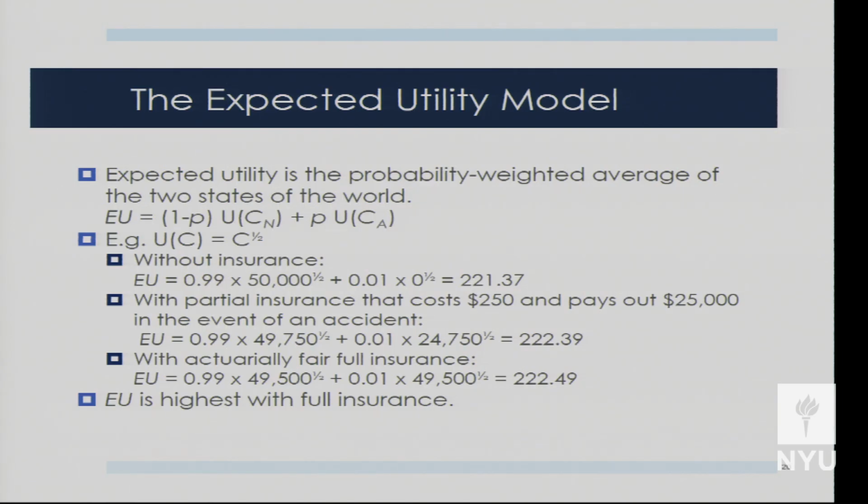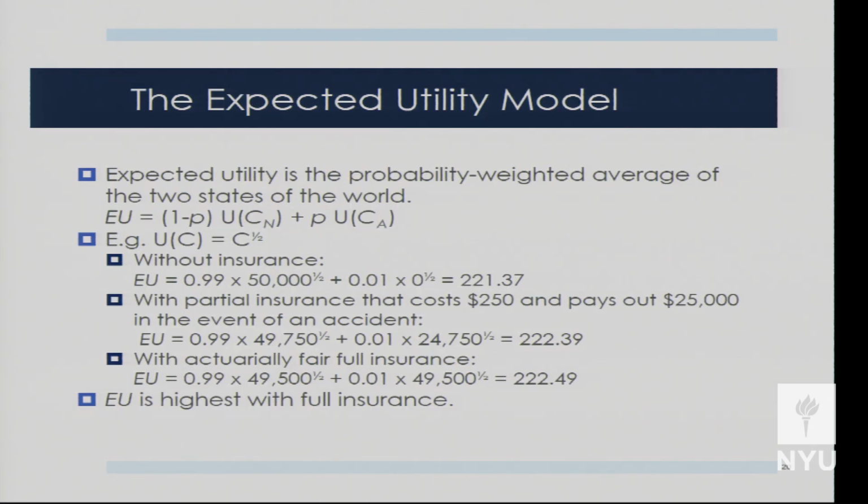Now let's do our expected utility in a case where we have partial insurance, where we're paying $250 for $25,000 of coverage. When the bad state of the world occurs, we have an accident, we lose $50,000 of consumption, we get $25,000 of payout from the insurance company, but we still pay the premium of $250. So with probability 1%, we have the accident, so we have a utility level of $24,750 to the 1/2. And with probability 99%, we just pay the premium and have $49,750 to the 1/2 in utility. The weighted average comes out to be 222.39. Comparing those two numbers, is partial insurance better than no insurance? Yeah, utility is higher with partial insurance.